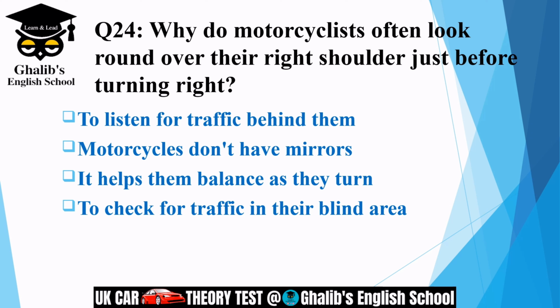Question 24. Why do motorcyclists often look round over their right shoulder just before turning right? To listen for the traffic behind them. Motorcyclists don't have mirrors. It helps them balance as they turn. To check for traffic in their blind area. So usually motorcyclists look round over their right shoulder because they want to check the traffic in their blind area. So number 4 is your correct option.